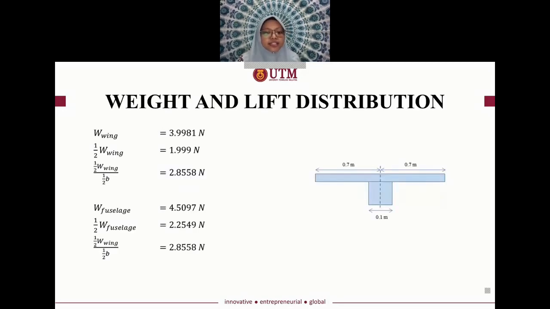Before I go further, let's take a quick look at the weight and lift distribution of the wing and fuselage. By referring to the front view of the plane shown here, we know that this aircraft is symmetric. Therefore, the analysis is done on half the wing only, since they are symmetrical. Now, the free body diagram can be illustrated as a cantilever beam, and therefore the weight of the wing and the fuselage, the wingspan and the width of the fuselage need to be divided into half. Only then can the weight distribution be calculated precisely.